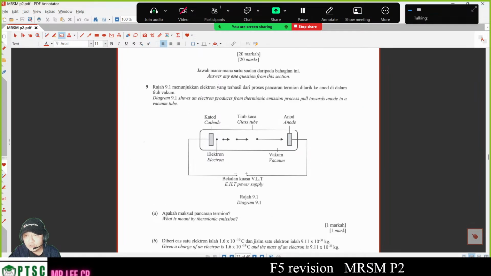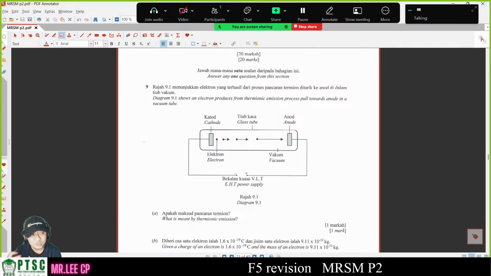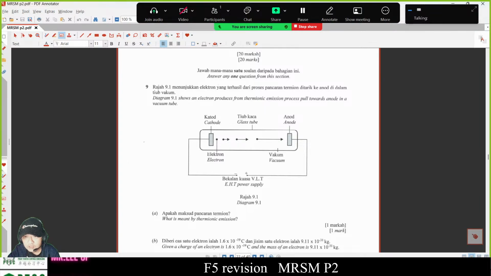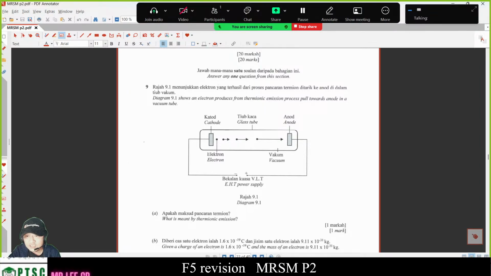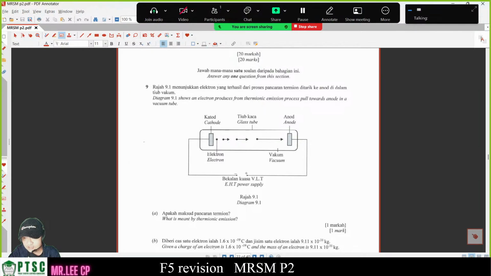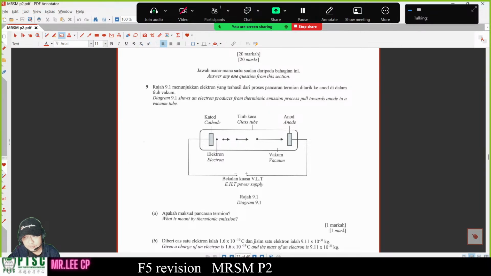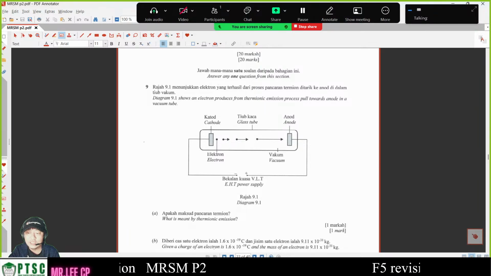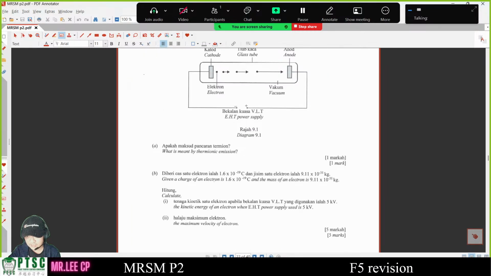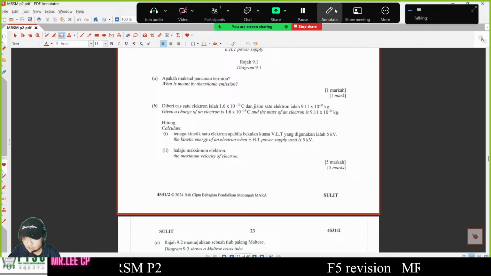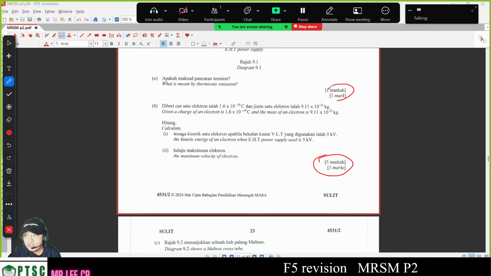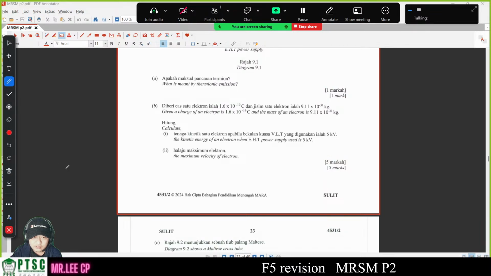So question number 9. We roughly look at the question. What is the question asking? Okay, this is so obvious. Electrons produced by the thermionic emission process are pulled toward the anode in a vacuum tube. So this is a cathode ray, right? This is 5 marks, all right? I want you to get it. This 1 mark, if you can, get it. So you got 6 marks already.